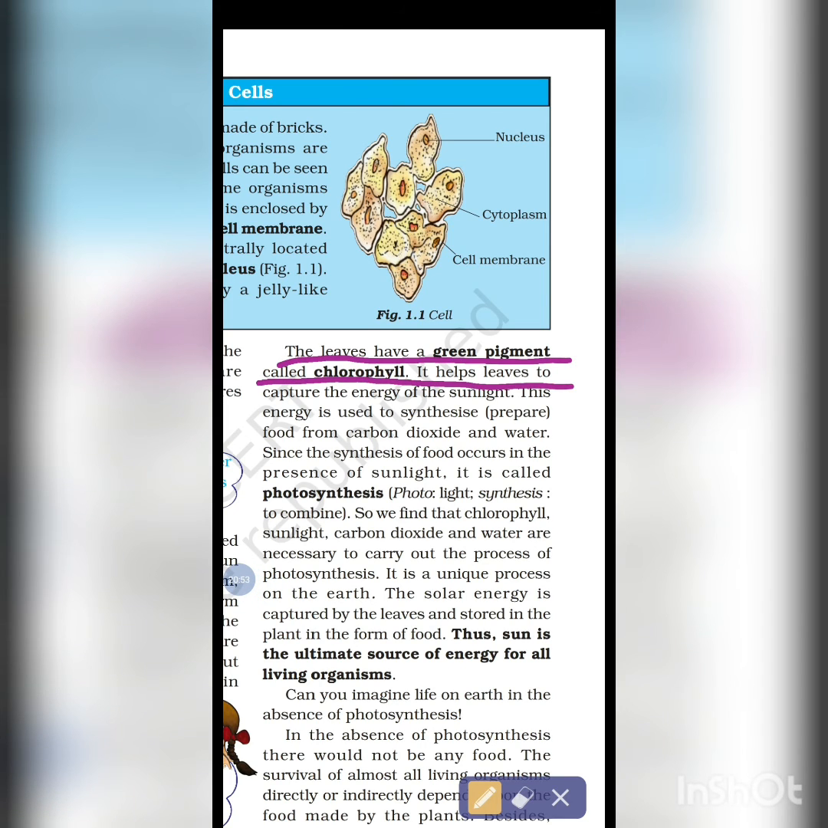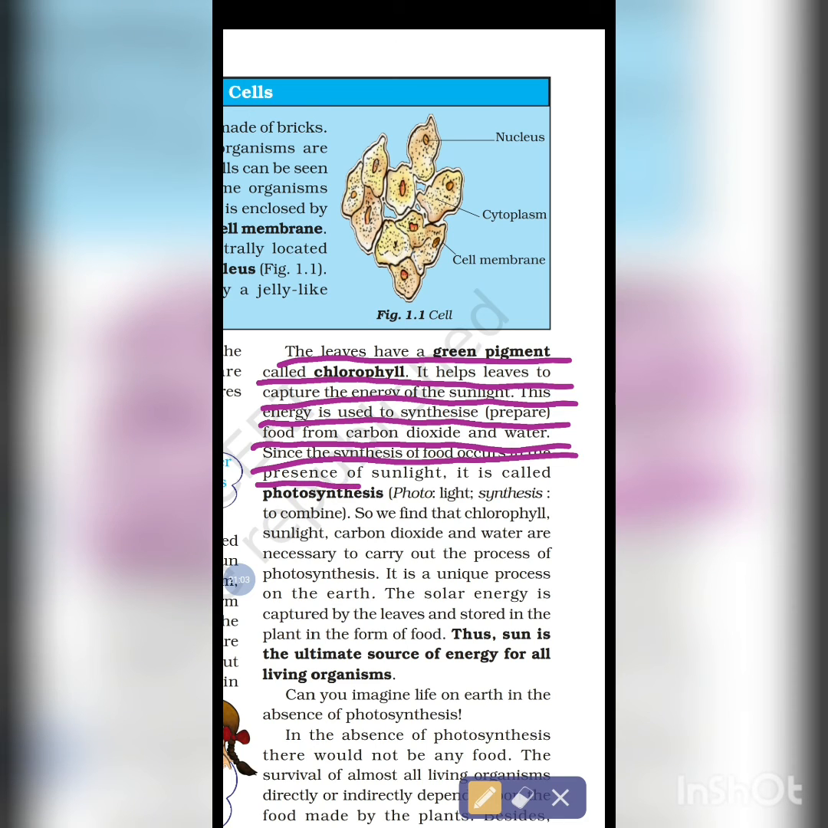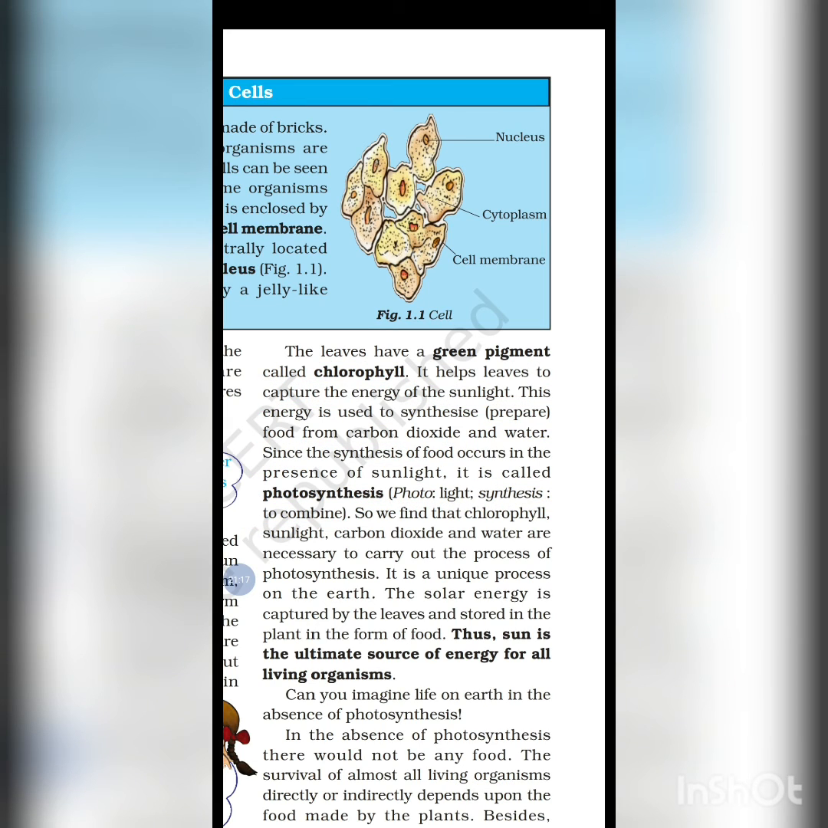It helps leaves to capture the energy of the sunlight. This energy is used to synthesize, prepare food from carbon dioxide and water. Since the synthesis of food occurs in presence of sunlight, it is called photosynthesis. We can also write this, which is in bracket: photo means light, synthesize means to combine. So we find that chlorophyll, sunlight, carbon dioxide and water are necessary to carry out the process of photosynthesis.